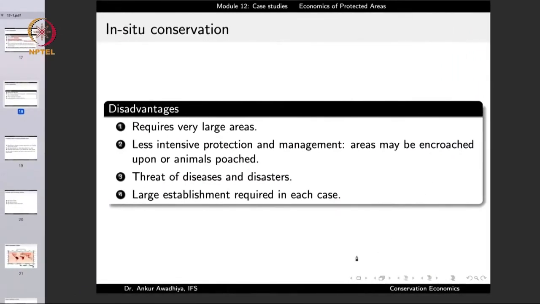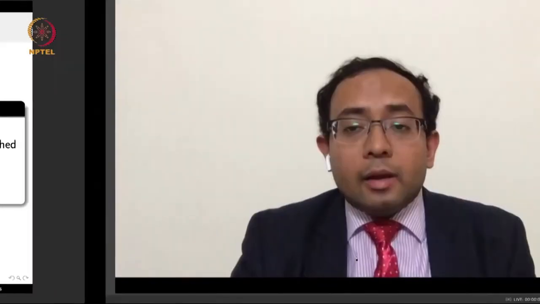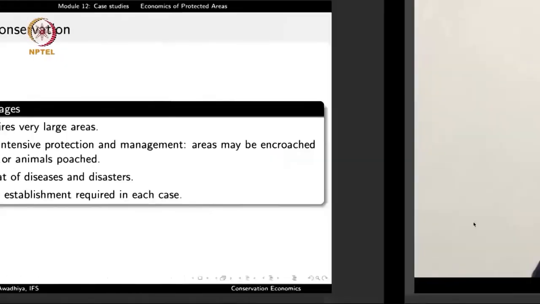There is less intensive protection and management, because the areas may be encroached upon or the animals may get poached. Why? Because these areas are so large that it is not possible for you to man all of this area at all times. So it is possible that a poacher might get into a national park and kill a few of your animals, which is very difficult in the case of an ex situ conservation facility, because you have erected huge walls. And also because in the case of an intensive intervention, it is very easy to keep an eye on each and every animal. Probably you could even make use of CCTV cameras. But in the case of in situ conservation, this becomes difficult because the area is so huge.